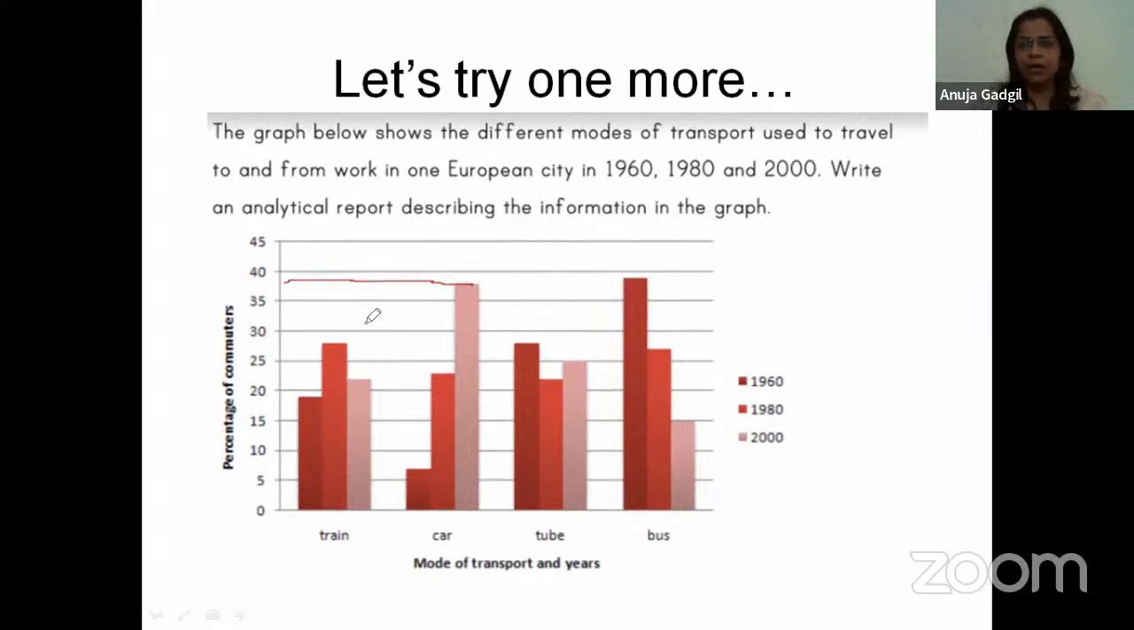Okay. Now, I have one more question for you. This way, we should talk about each and every transport service in the 3 given years, 1960, 1980, and 2000. Now, look at this sector, bus. Look at this mode of transport, bus. Now, tell me, what was the percentage of commuters who traveled in the year 1960 by bus?